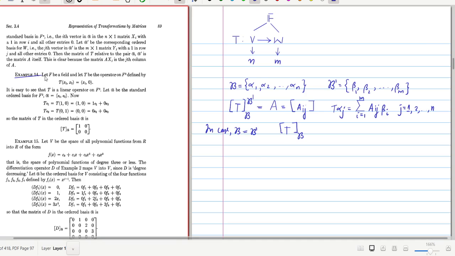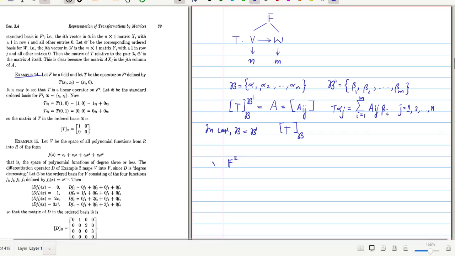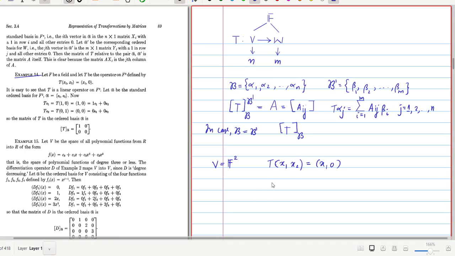This is example 14. In example 14 we consider F2. If F is a field, then consider the vector space V as F2. So this is a two-dimensional vector space over F. Then T is the linear transformation from F2 to F2 defined by (x1, x2) mapped to (x1, 0). Now how will you find the matrix of T relative to some basis? If you take a standard basis B consisting of vectors epsilon 1 and epsilon 2.